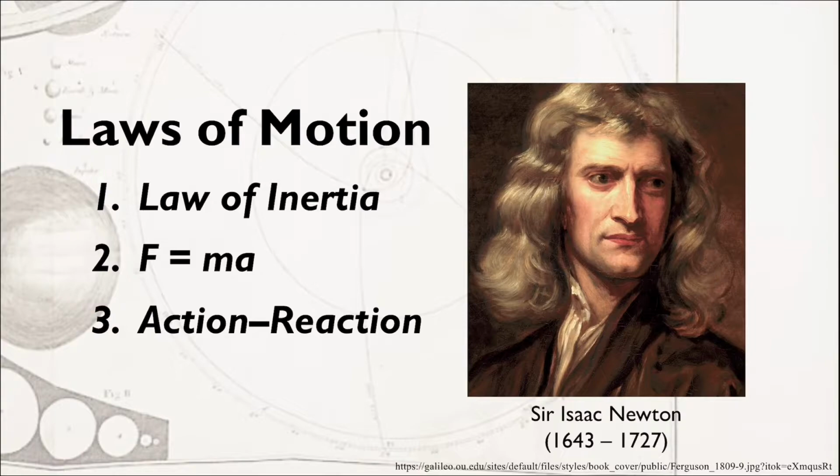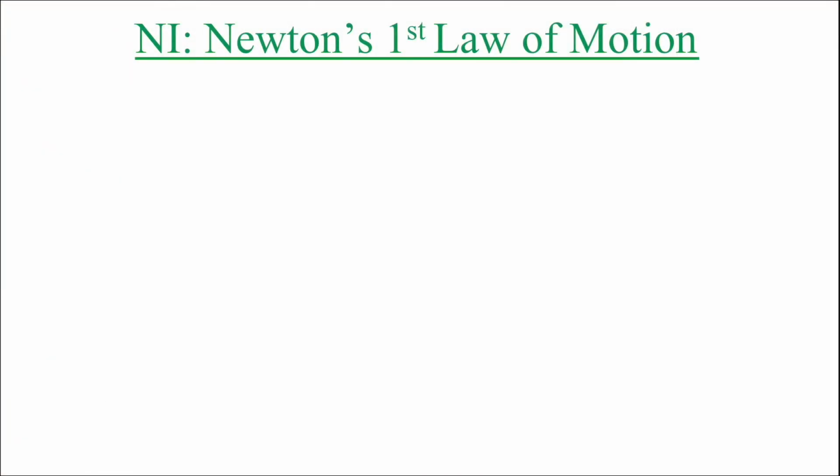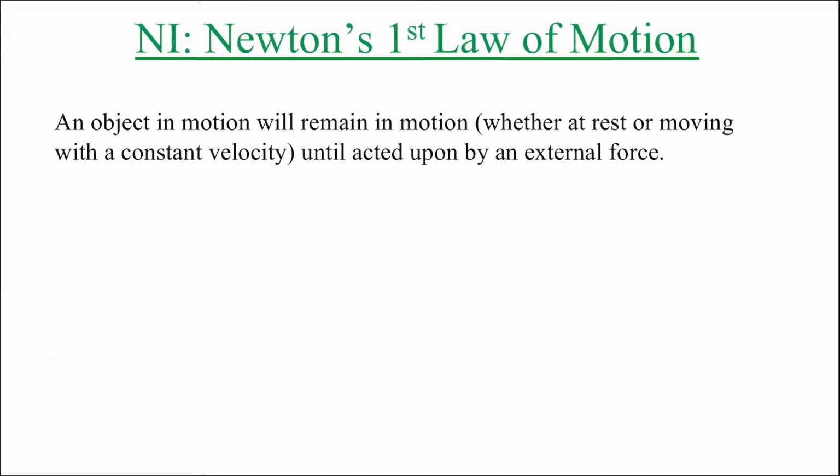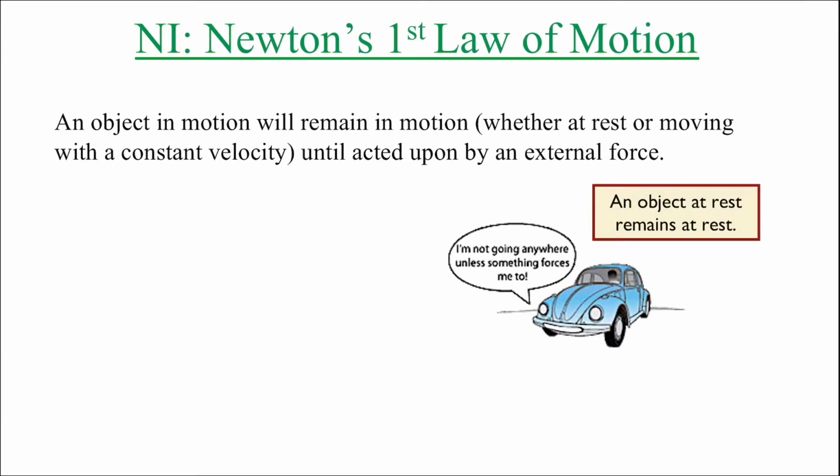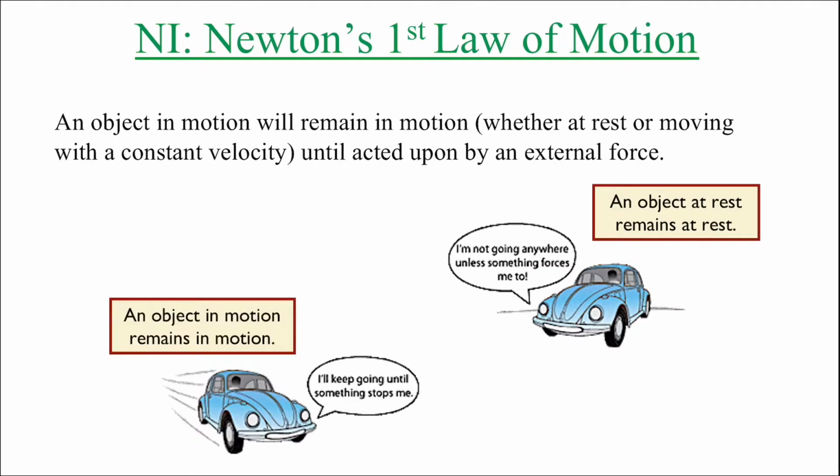Newton's first law of motion, the law of inertia, states that an object in motion will remain in motion, whether that motion be no motion at all, or moving with a constant velocity in a certain direction, until acted upon by an external force. So an object at rest remains at rest, and an object in motion will remain in motion until, of course, acted upon by some external force, which causes a change in that object's motion.